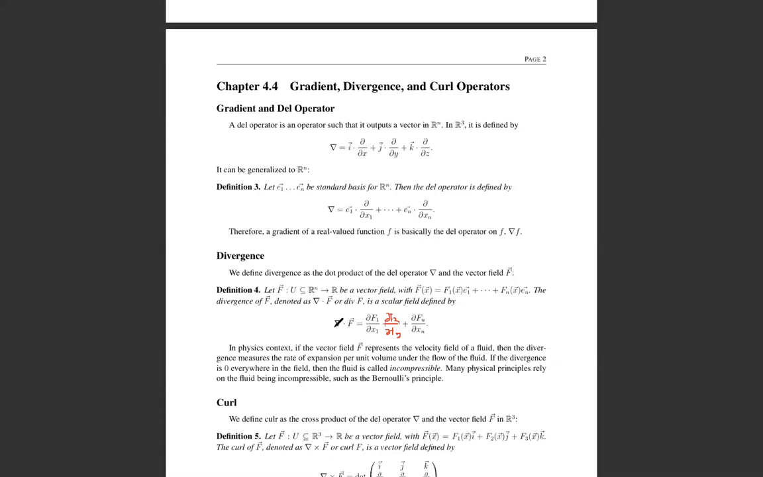So in this case, the divergence is a real value function, right? It will return a real value because it's a dot product. So the divergence evaluates a vector field to a real value. Right? So let's do some examples.